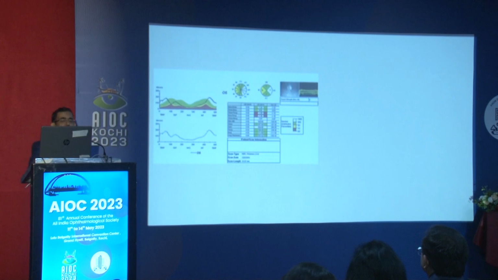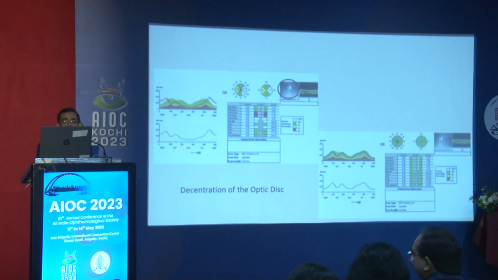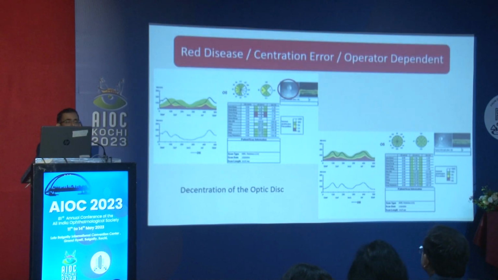This is another picture showing a lot of red areas in the RNFL table, but if we see carefully, the disc has not been centered properly. And once the disc is centered properly, all the values come back to the green range. So this is a centration error by the operator.